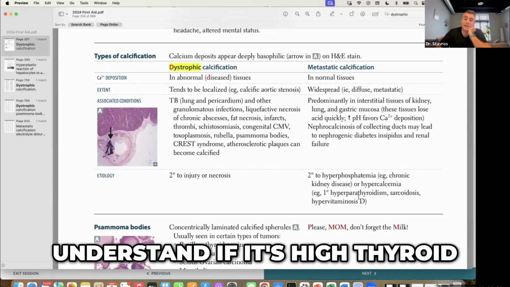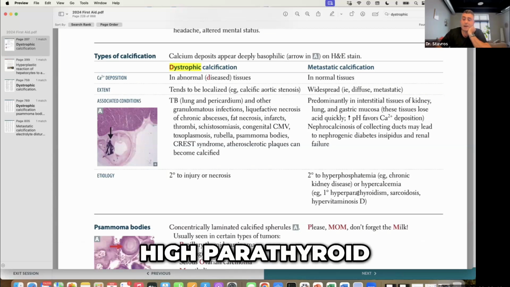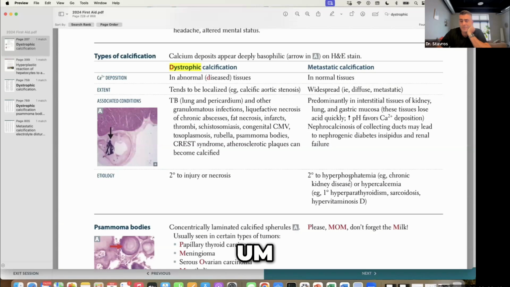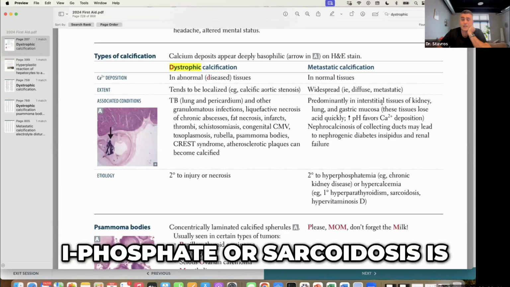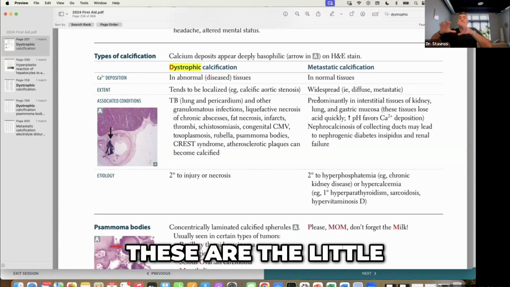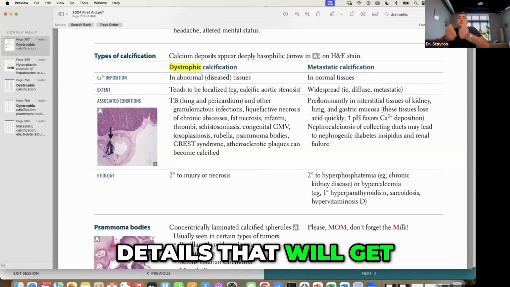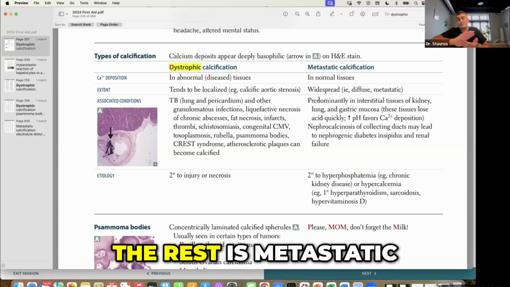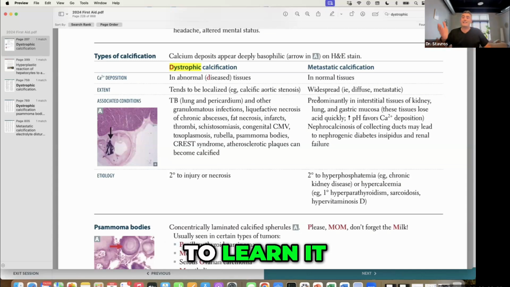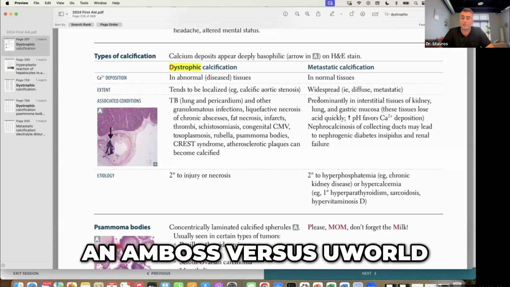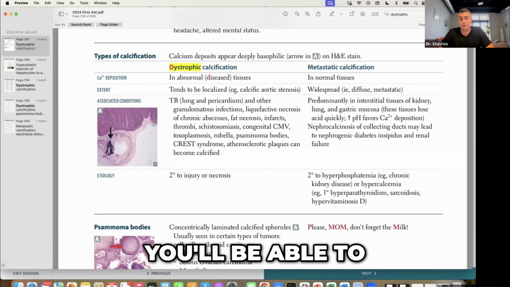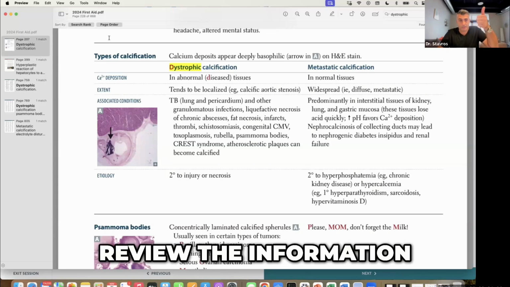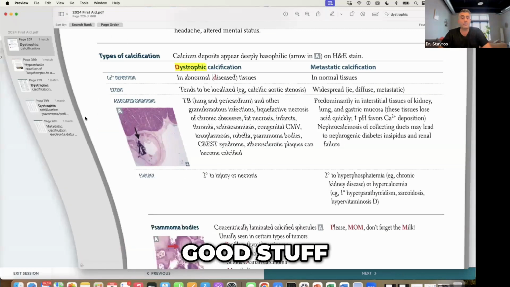They love asking these kinds of questions. So we have to understand if it's high parathyroid, high phosphate, or sarcoidosis, it's going to be more widespread. These are the little details that will get you on the exam. So please learn dystrophic calcification. By default, the rest is metastatic. If you don't want to learn it, at least when you do the questions in AMBOSS versus UWorld, you'll be able to review the information. Yes? Awesome. Good stuff. Cool.